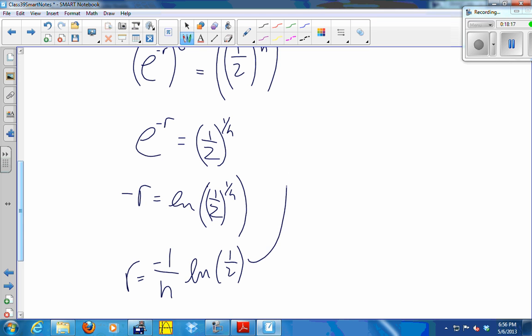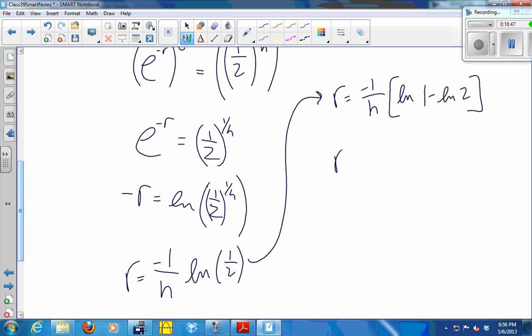And just to be a little bit fancy, this is the log of a quotient. I can break it into 2 logs. So this would be the ln of 1 minus the ln of 2. And what's the ln of 1? E to what power gives you 1? 0. So the ln of 1 is 0.